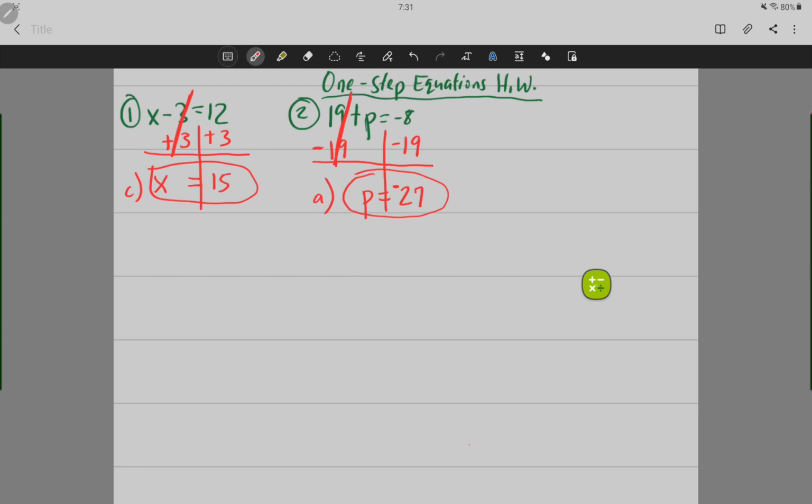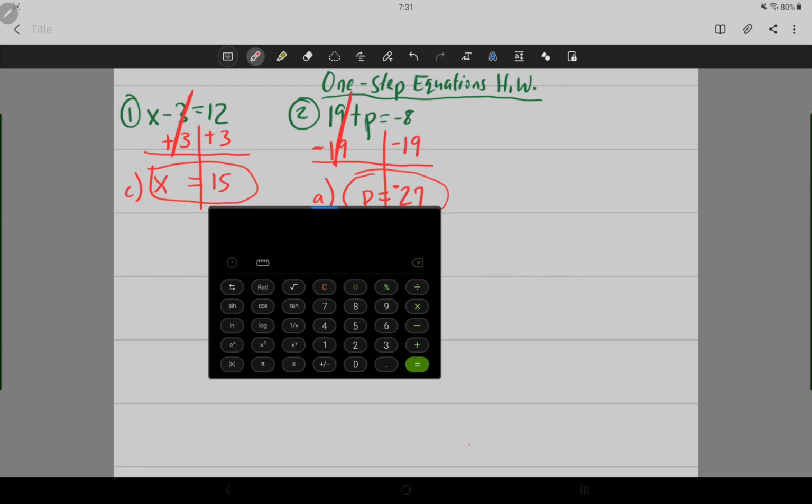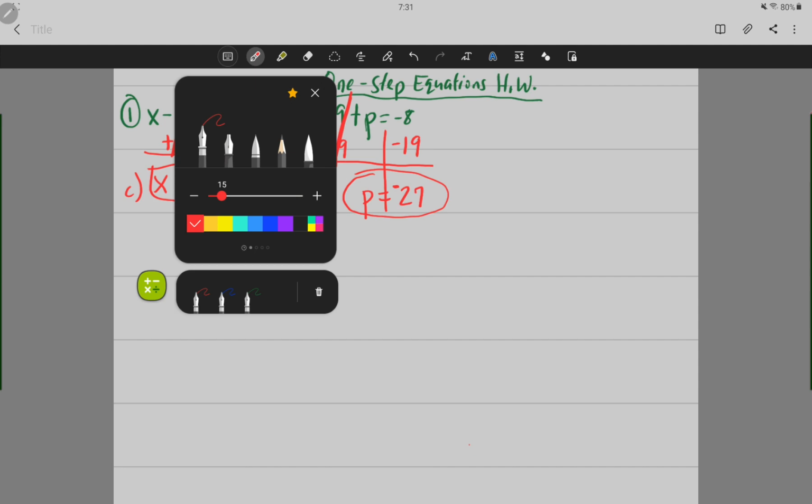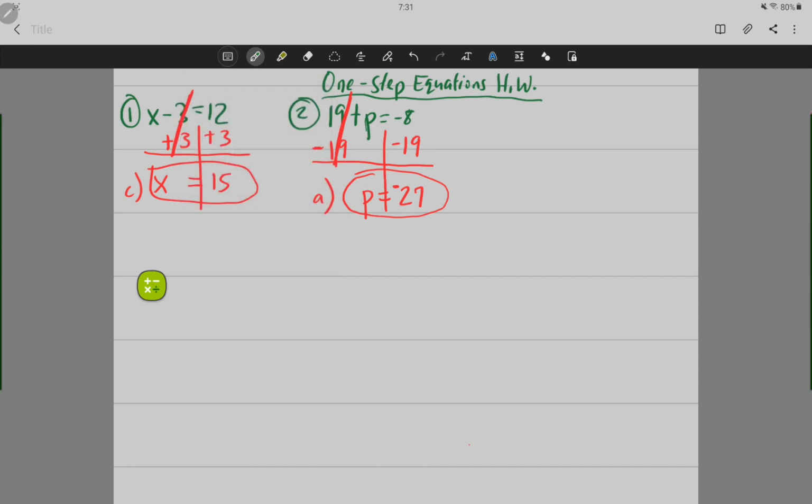And again, you can't be too safe. Let's just double check on the calculator. Negative 8 minus 19. And as you see here, it does in fact give us a negative 27. So different ways to do it: KCC, or remembering the rules for integers, or using a calculator, but all three give you the same result.